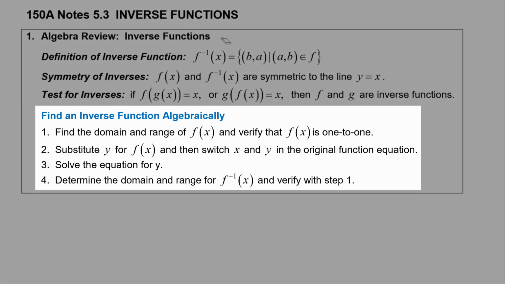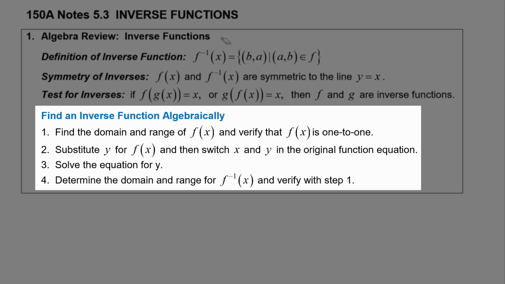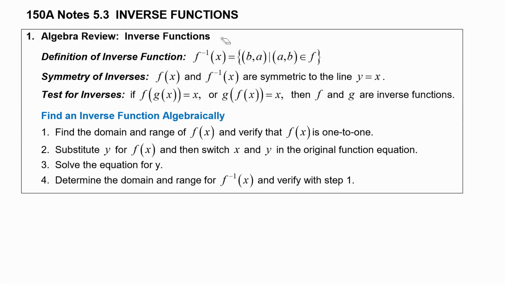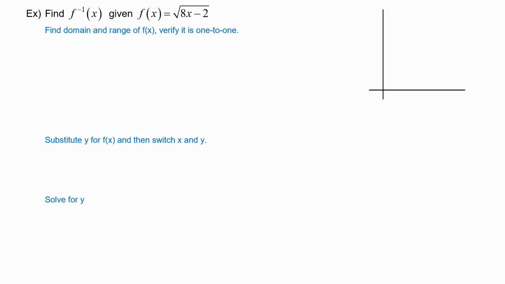We can find an inverse function algebraically using these 4 steps. I think the best way to illustrate this is to go through an example and walk through the 4 steps. In this example, we have to find f inverse of x given f of x is equal to the square root of the quantity 8x minus 2.